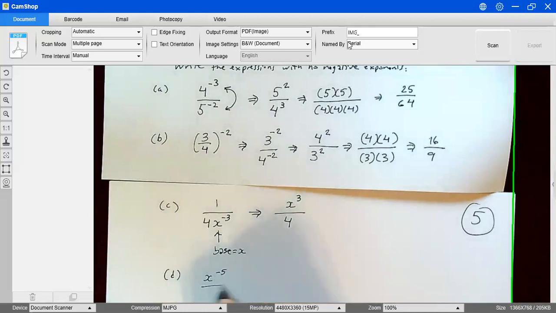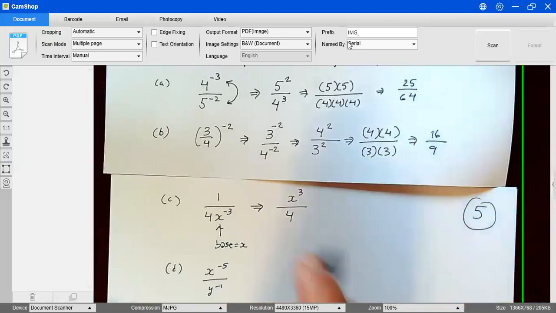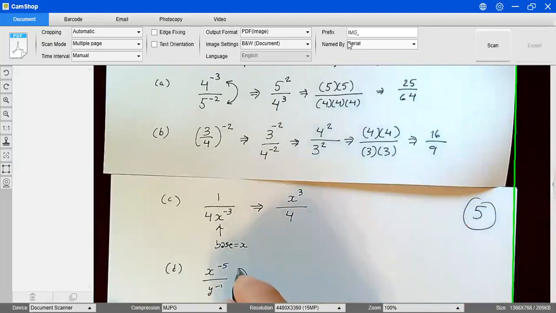Finally, we have x to the negative 5 over y to the negative 1. So we're going to do the same thing as before. We're going to swap the numerator and the denominator. So we're going to get y to the 1 over x to the 5th power. So this is just y over x to the 5th power.